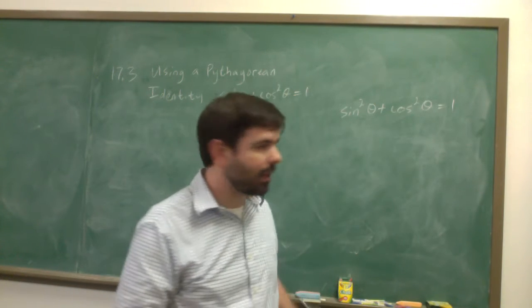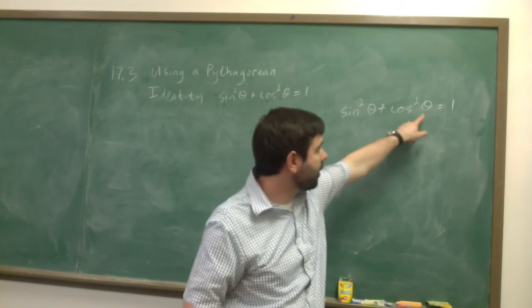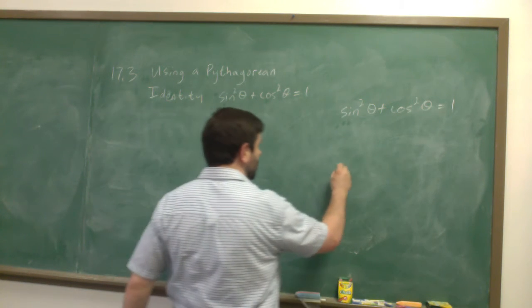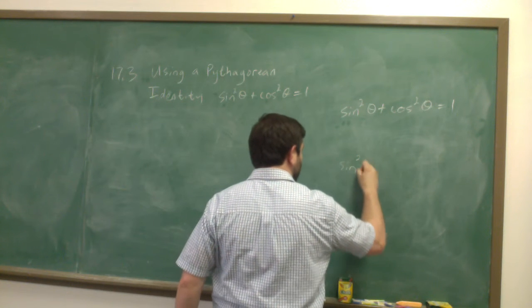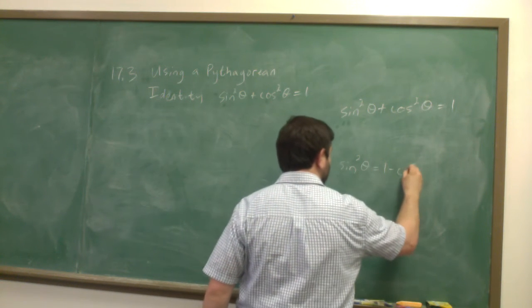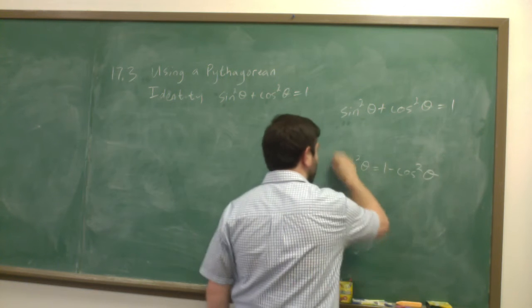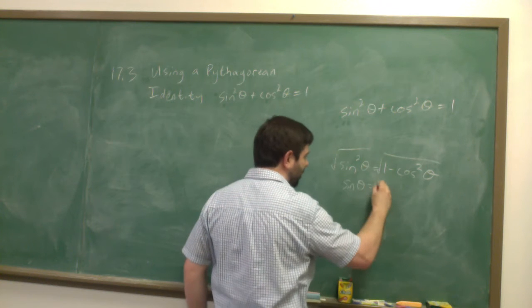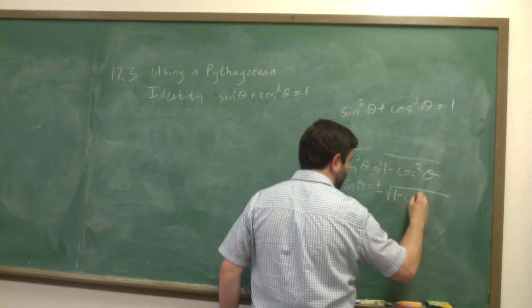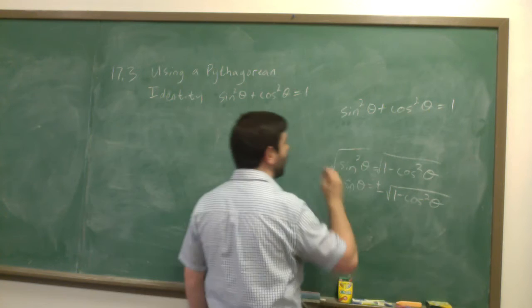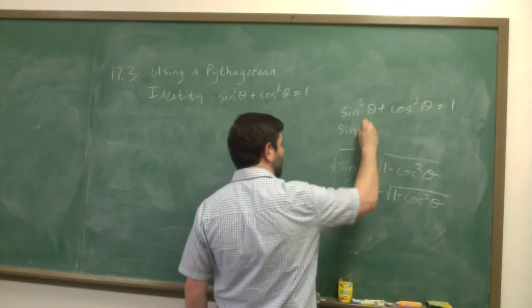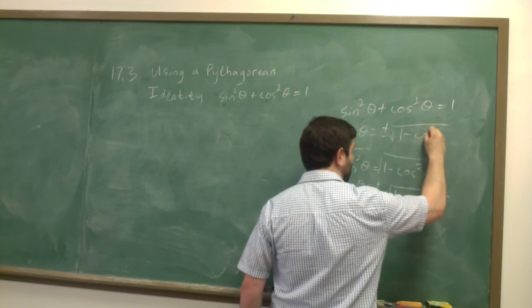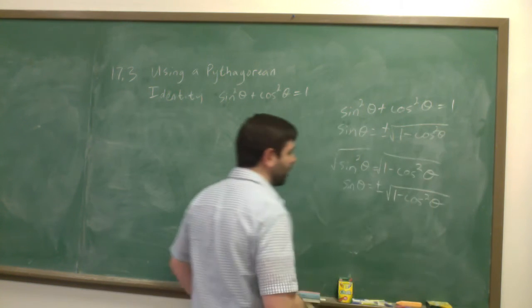Okay, so if you recall from our last video, sine squared theta plus cosine squared theta equals 1. And sine squared of theta is going to equal 1 minus cosine squared theta. Take the square root of both sides. We get sine theta, and this is our next identity: sine of theta equals plus or minus the square root of 1 minus cosine squared theta.